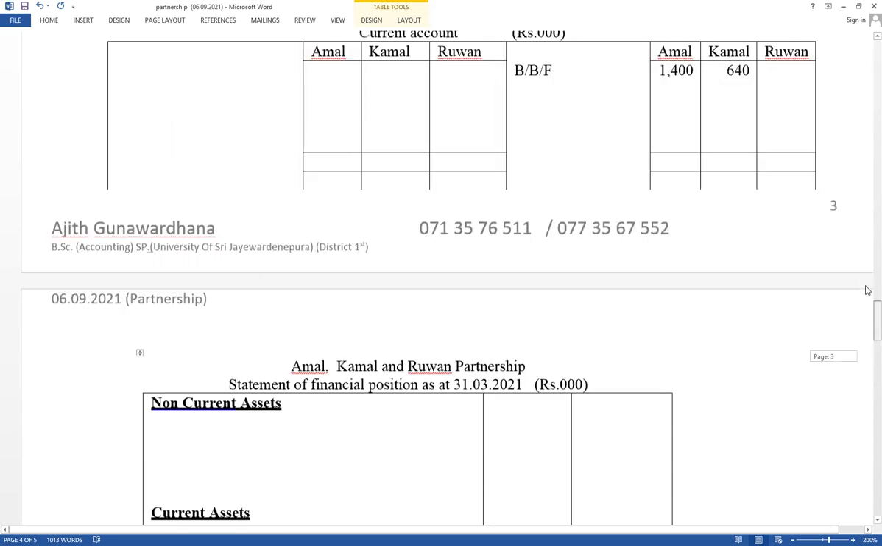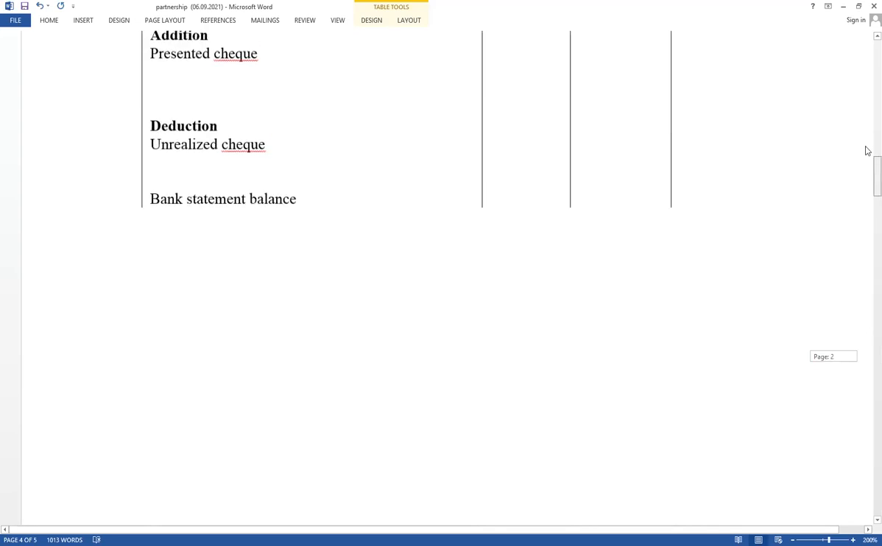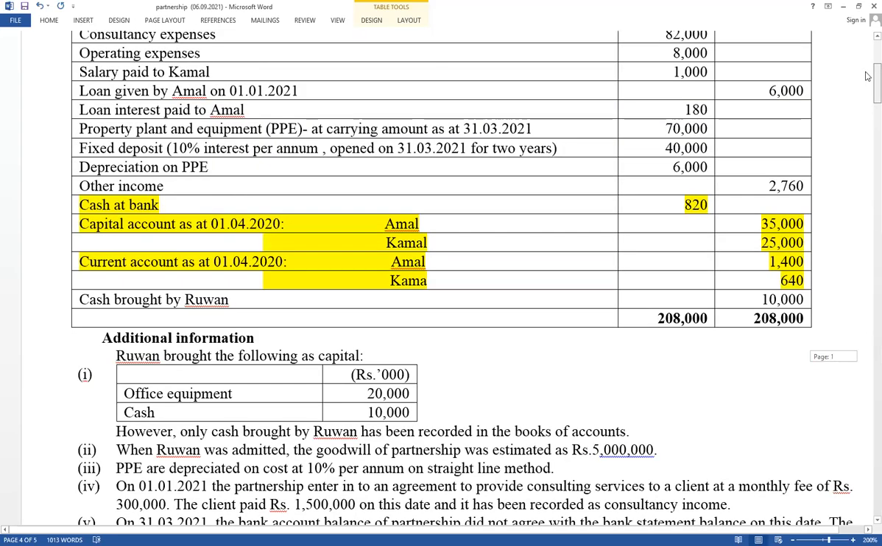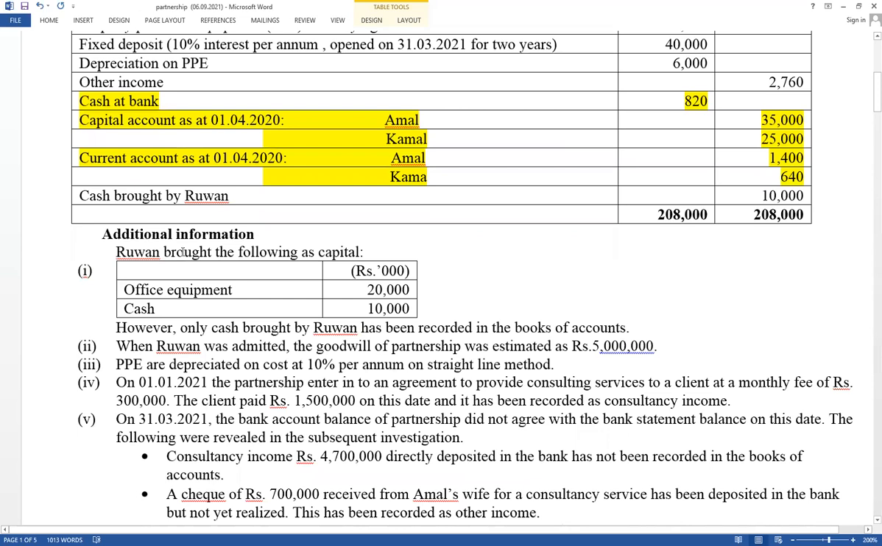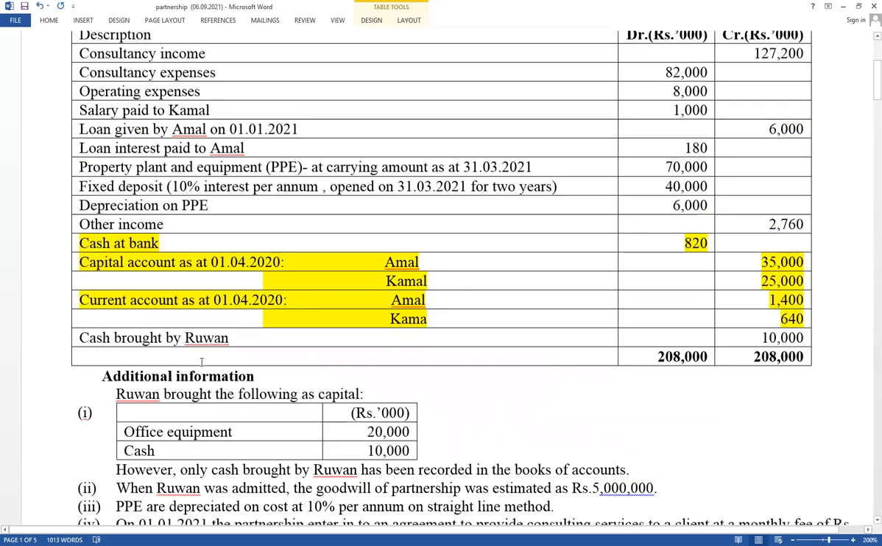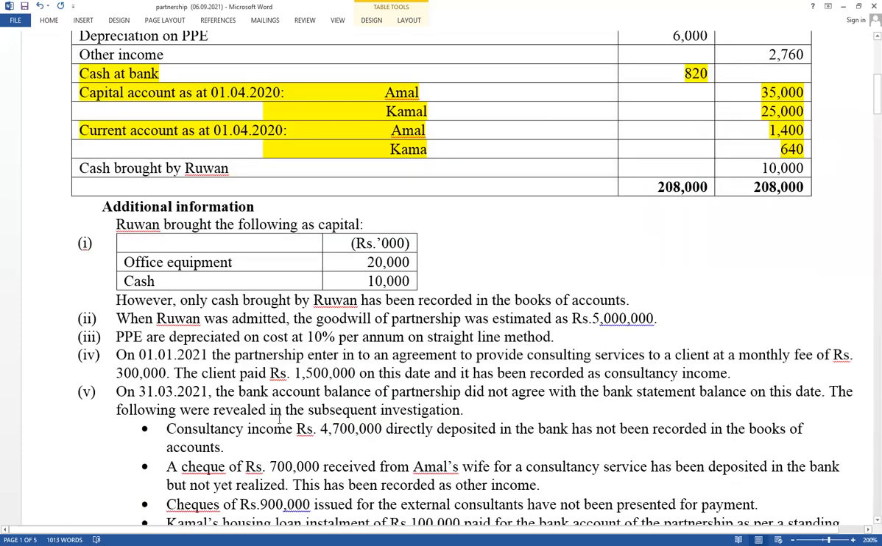Service business. Right. From the beginning, additional information should be done. After that, I will discuss the adjustment and agreements. From the beginning, try to complete additional information relevant for the admission part. After that, I will discuss the agreement. Then the trial balance, I will discuss later. First one, if a trial balance is given, normally additional information should be done.